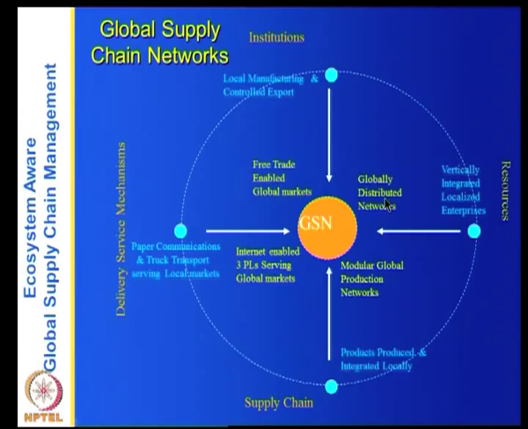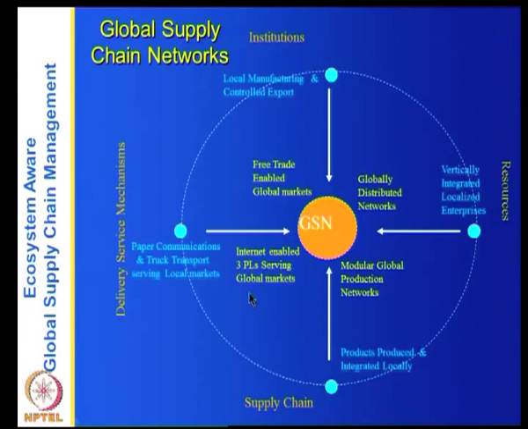And similarly, the institutions have to deal with free trade enabled global markets, from local markets where they were only exporting. And similarly, the delivery infrastructure has moved from paper communications and truck transport serving local markets to internet enabled third party logistics providers serving global markets.